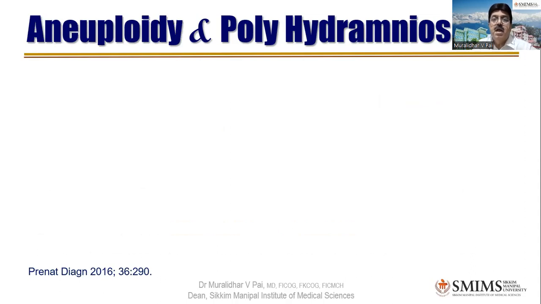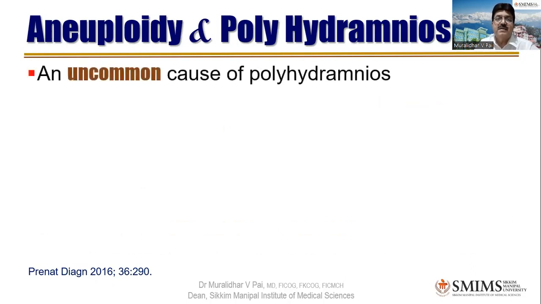This is very interesting, aneuploidy and polyhydramnios. The general tendency is to think that whenever there is an anomaly, there will be oligohydramnios. Of course, that is true in case of any renal problems. Anhydramnios is also seen, but not all aneuploidies will have oligohydramnios. There is a possibility of polyhydramnios. Let us see why. An uncommon cause of polyhydramnios, that's what I was just now explaining. Aneuploidy means the first thing that comes to your mind is FGR and then oligohydramnios, but it's an uncommon cause of polyhydramnios. Let's see how.